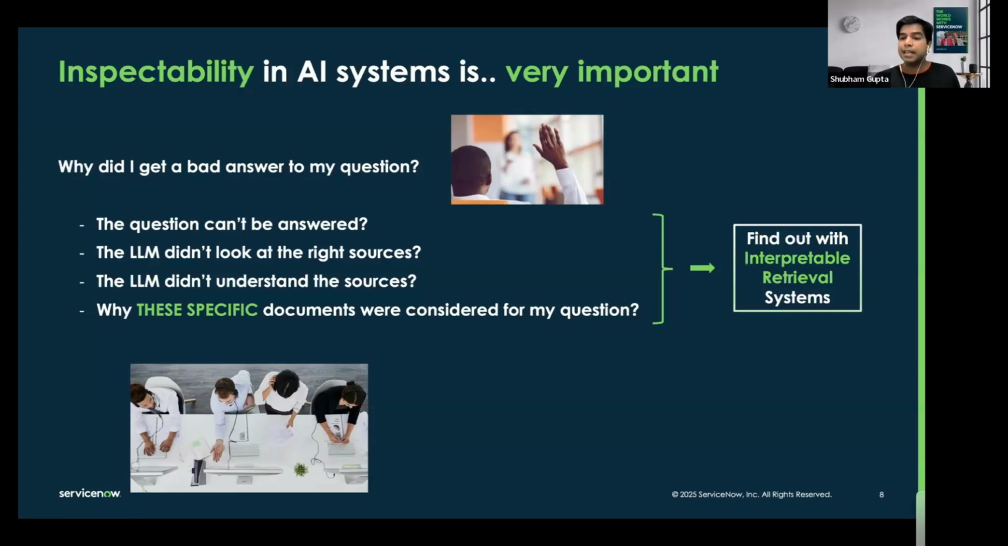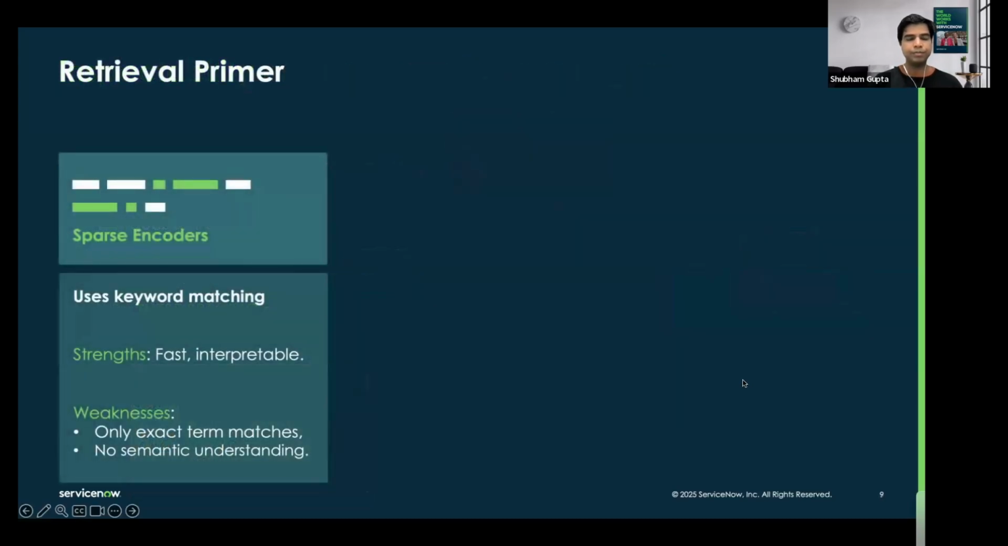Maybe the LLM was not given the right sources to look at. Maybe the LLM didn't understand the sources we gave to it. And we can also ask why certain specific documents were returned for this specific question. All of these questions can be answered much more nicely if we have an interpretable retrieval system. This inspectability in today's AI world is a very important aspect. I'll give a brief retrieval primer.